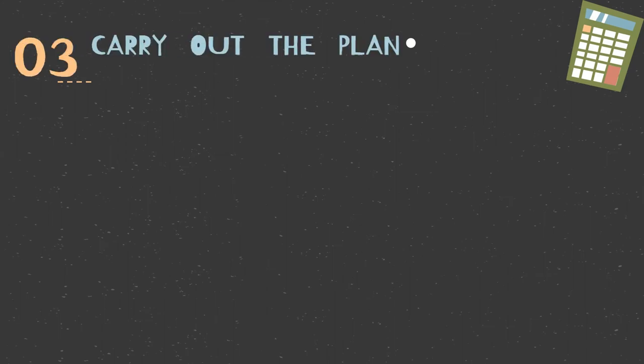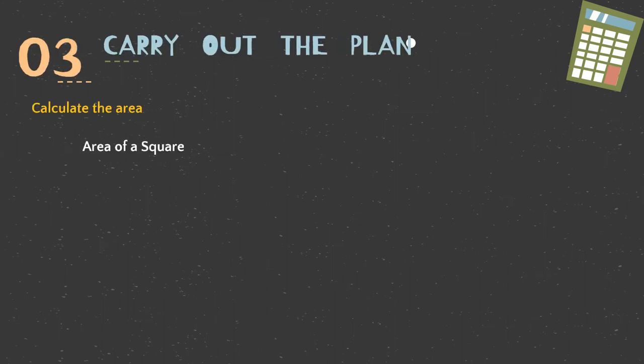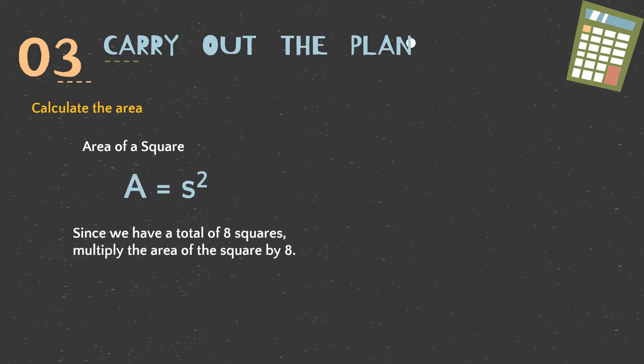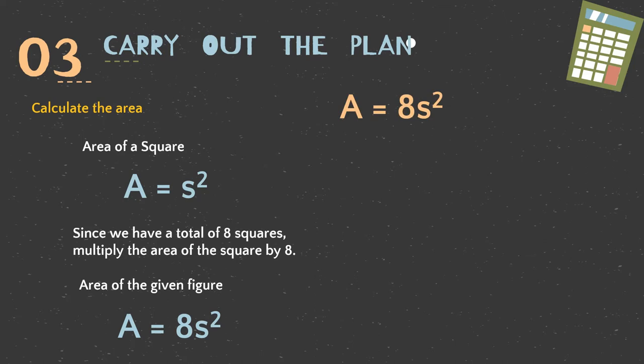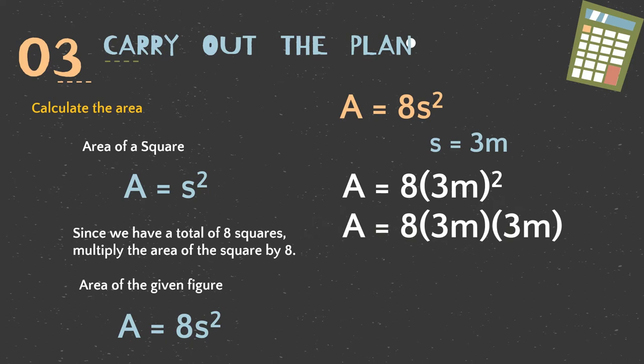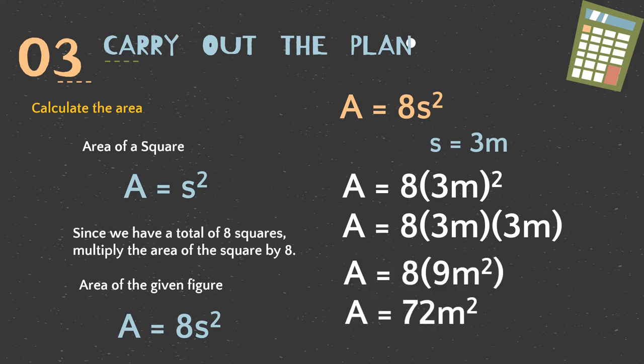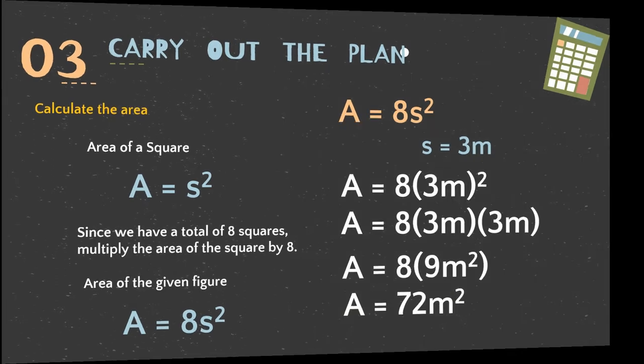Next is to carry out the plan by calculating the area. Since we have a total of 8 square lots, multiply the area of the square by 8. So use the formula 8 times s squared. Since we have the side of 3 meters, we are going to substitute the side in the formula 8s squared. So let us multiply 3 by itself 2 times. So that would be 8 times 3 meters times 3 meters. So we have 3 times 3, we have 9 square meters multiplied by 8. So the area is 72 square meters.